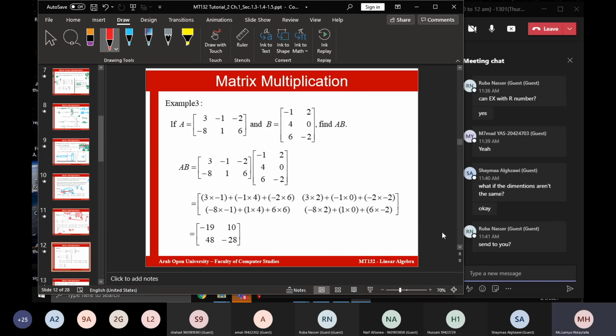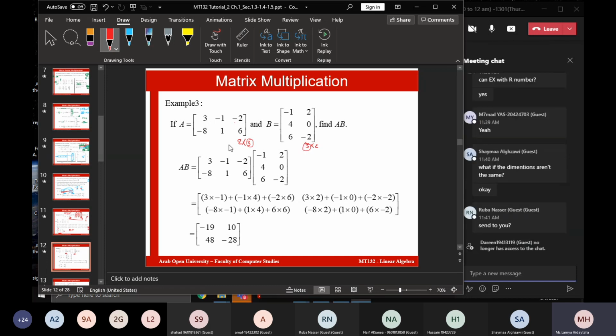Okay, now what about these two? What is the dimension of this? 2 times 3. What is the dimension of this? 3 times 2. Okay, can we find A times B? Yes, we can find A times B because this is 3 and this is 3, the same order. So what is the resultant? A times B is equal to, if this one has dimension 2 times 3 and this has dimension 3 times 2, so this is 3, this is 3. The new resultant C will have dimension 2 by 2.